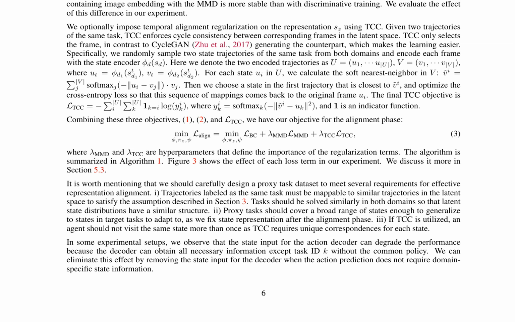The authors emphasize the importance of carefully designing a proxy task dataset to meet certain requirements, including ensuring that trajectories labeled as the same task are mappable to similar trajectories in the latent space, covering a broad range of states, and avoiding visiting the same state more than once if TCC is utilized. Finally, the authors note that removing the state input for the action decoder can improve performance in certain experimental setups.